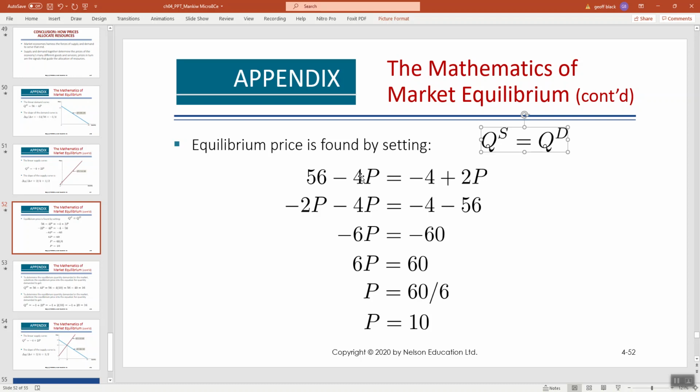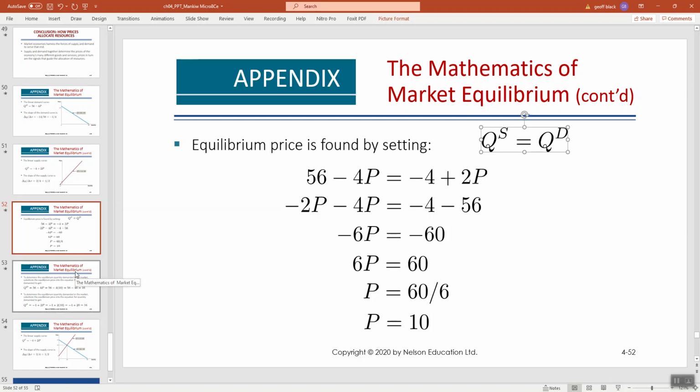So all you're doing is collecting terms, right? In this case, they moved the plus 2p over here to get a minus 2p. You're taking the 56, bringing it over there to be negative. So you got negative 6p equals negative 60, multiplied by negative 1. Now you got positives, p equals 10. Okay, so that is the equilibrium price, because you set the two curves equal to each other. So p is the same for both, because that's what you're forcing to happen here. You're setting them equal, so because p is the same for both, it's the only thing you can solve.